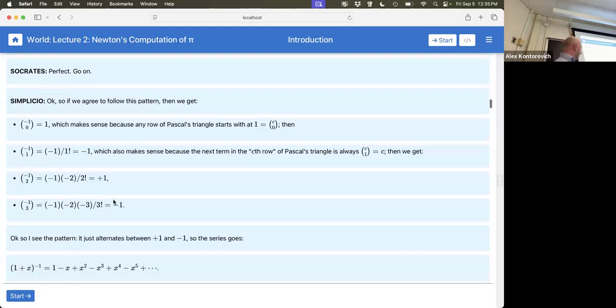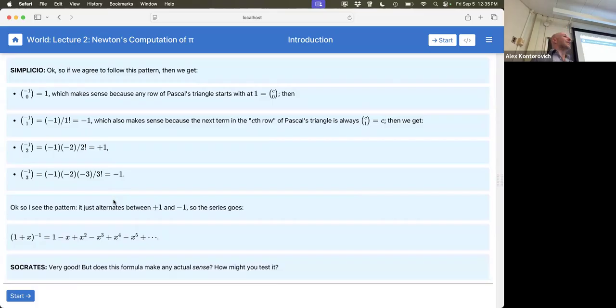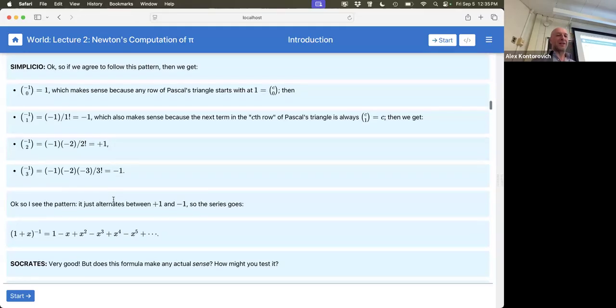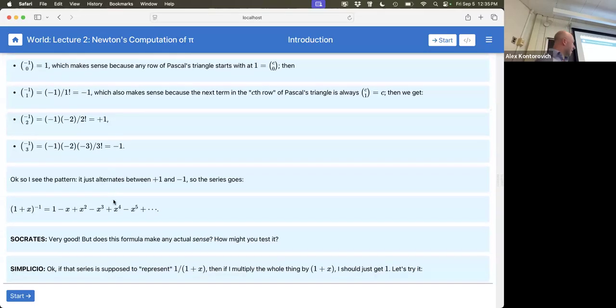So the series is going to go 1 minus x plus x squared, minus x cubed plus x to the 4th, minus x to the 5th, and so on. And that is 1 plus x to the n, where n is -1. Does that formula make any sense? Just because you followed a pattern doesn't mean that that pattern has any reason to actually exist. Does that formula make any sense? How would you test whether it's right or not?